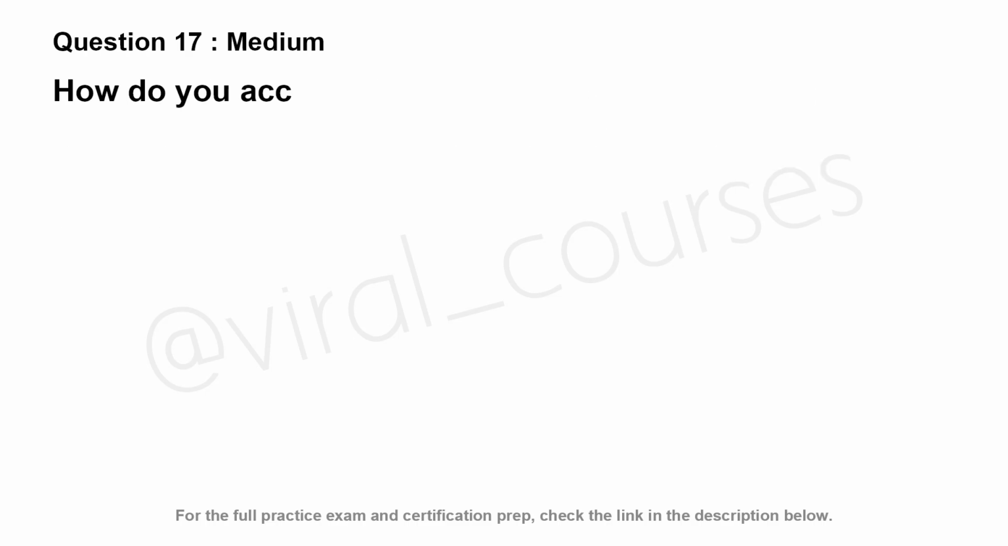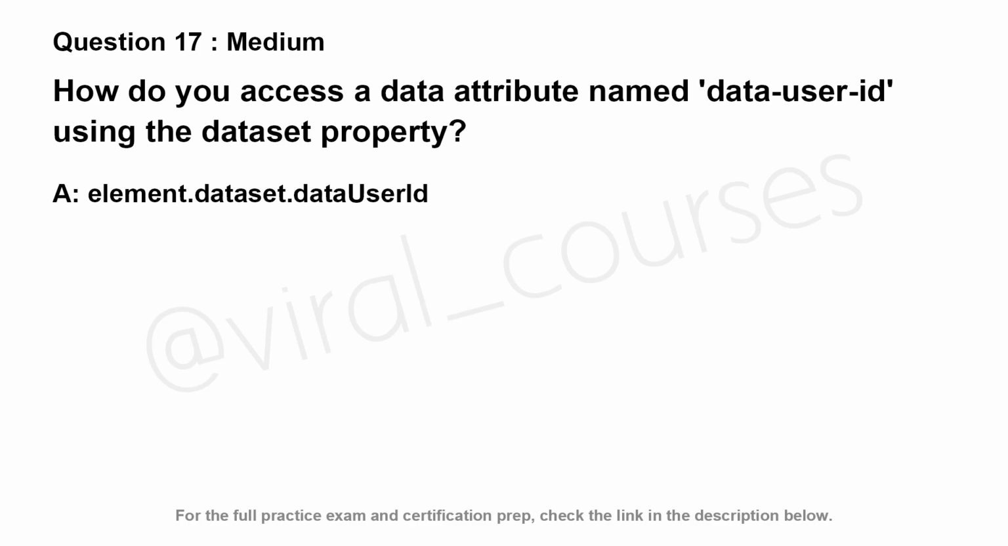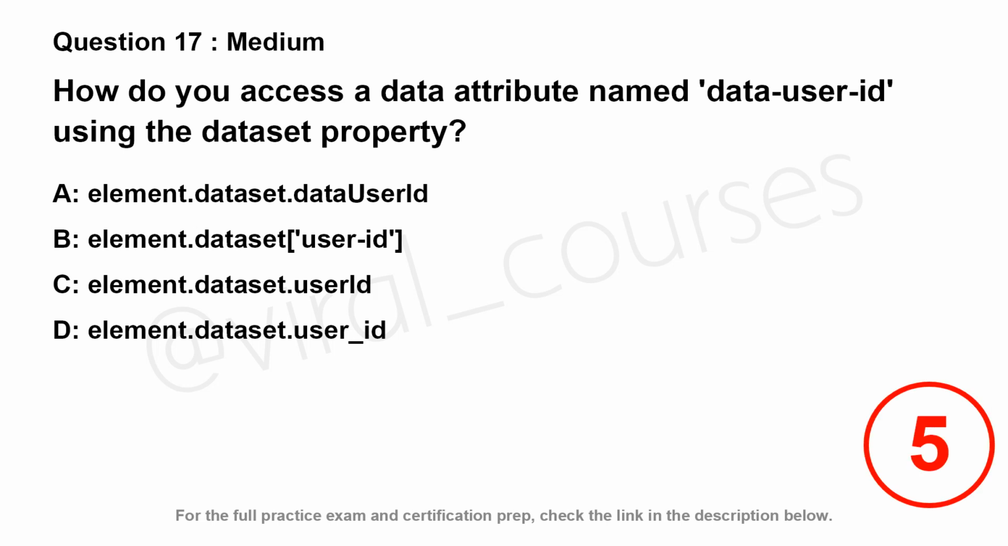How do you access a data attribute named data-user-id using the dataset property? Option A, element.dataset.dataUserId. Option B, element.dataset.userId. Option C, element.dataset.userID. Option D, element.dataset.user_id.